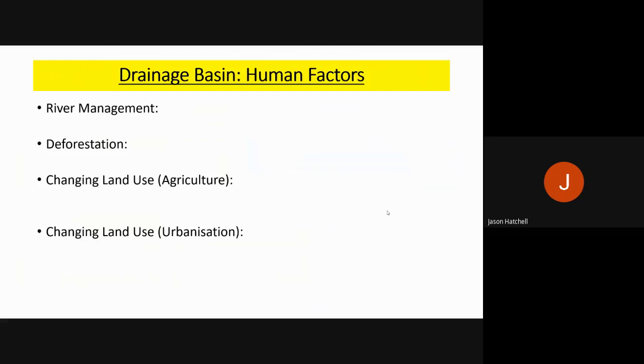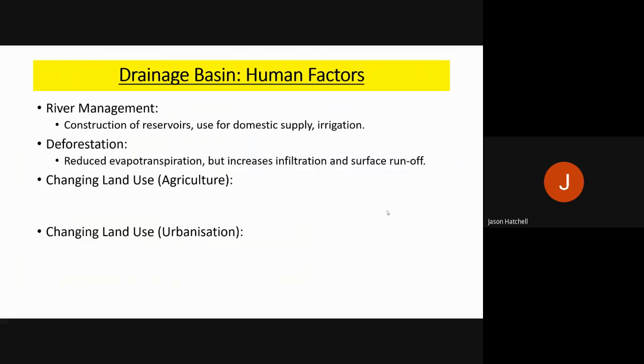Now, the human factors that affect drainage basins follow. River management. How much has the river been managed? So the construction of reservoirs, use for domestic supply, irrigation, and so forth, all affects how much water is in the drainage basin and where the water flows to. We know from the previous slide that deforestation massively impacts a drainage basin and the amount of water in the system. So when we deforest, we reduce evapotranspiration rates, and we increase infiltration and surface runoff rates. There will be more water flooding the area with deforestation taking place.